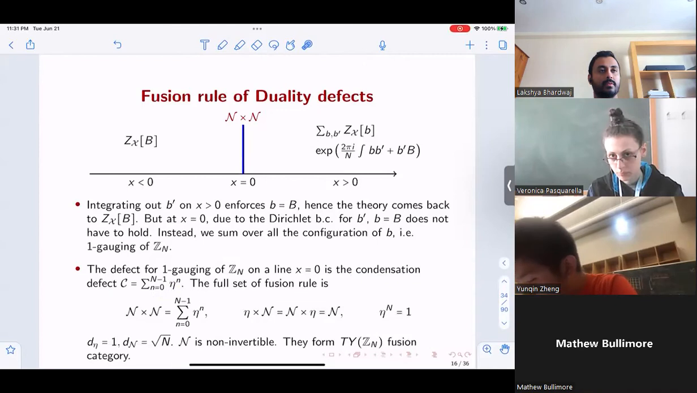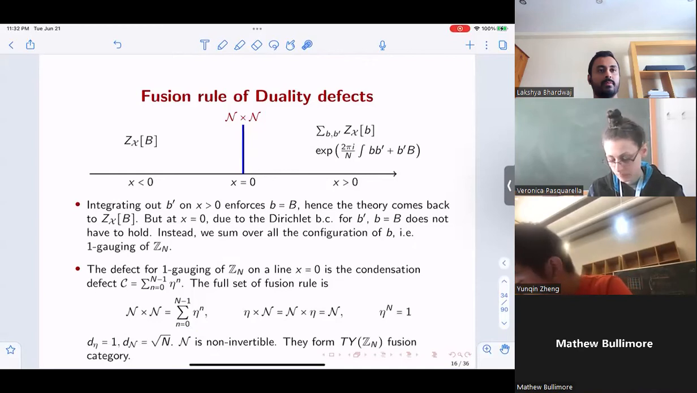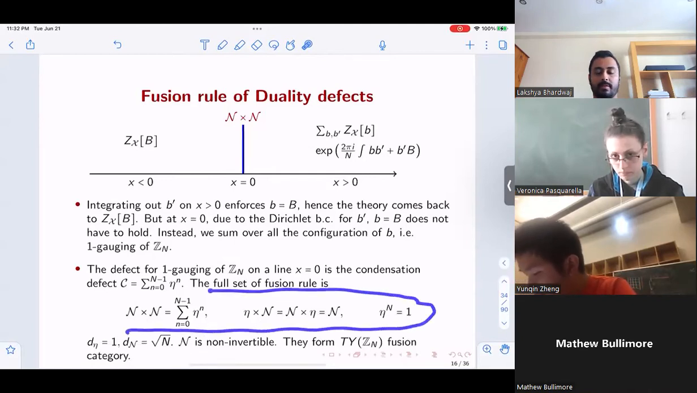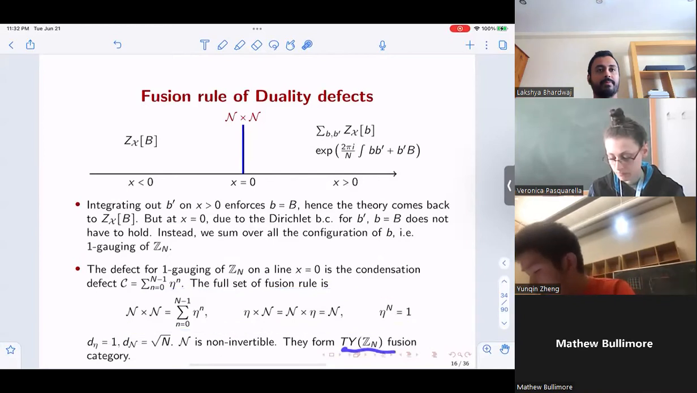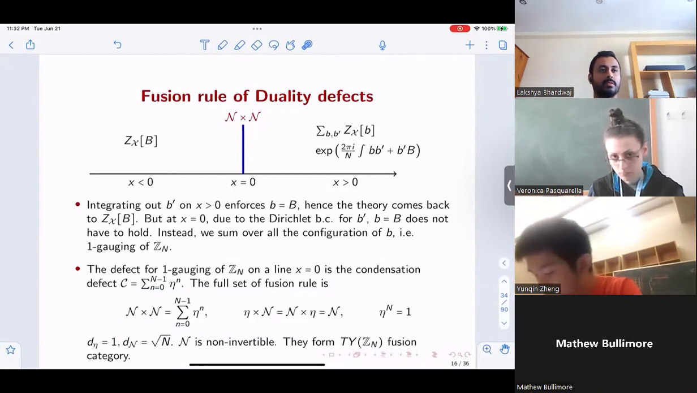So now this gives us this fusion rule, which is that the product of the duality defect fused with itself gives the condensation defect. Similarly, we can also work out the other fusion rules, and these fusion rules tell us that they satisfy the fusion rule of the Tambara-Yamagami Zn fusion category. In particular, this also tells us that the duality defect is non-invertible, which has quantum dimension square root of n.